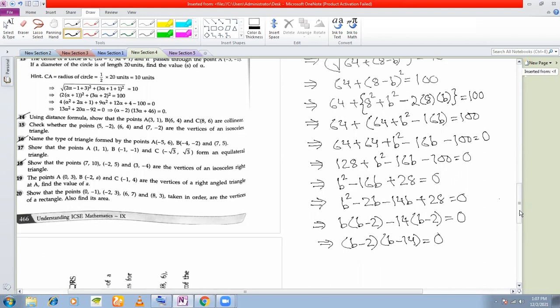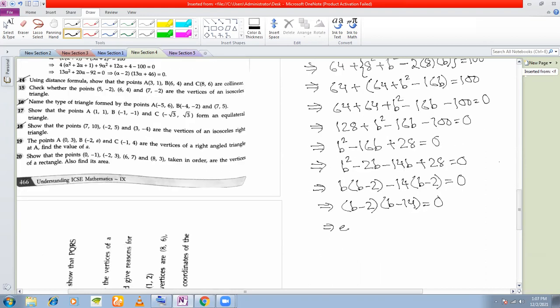So here also you are getting two values of b. That means either b minus 2 is equal to 0 or b minus 14 is equal to 0. That means either b is equal to 2 or b is equal to 14. So we're getting two values of b.